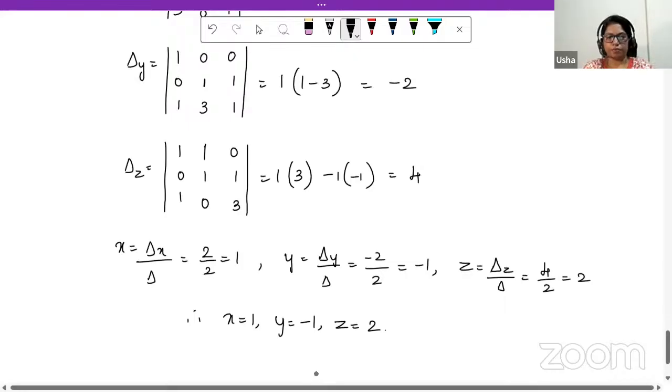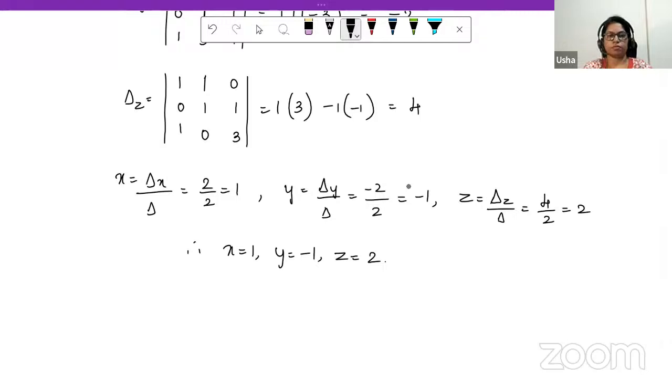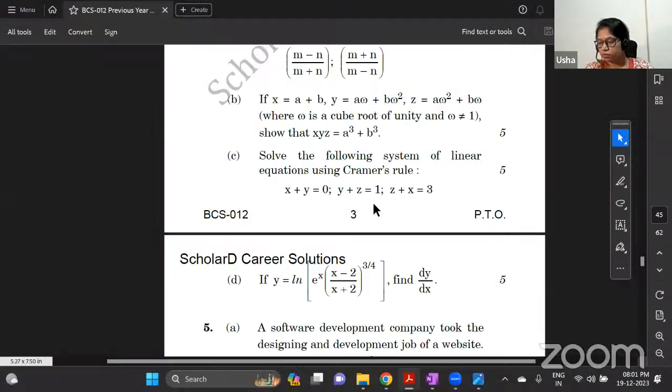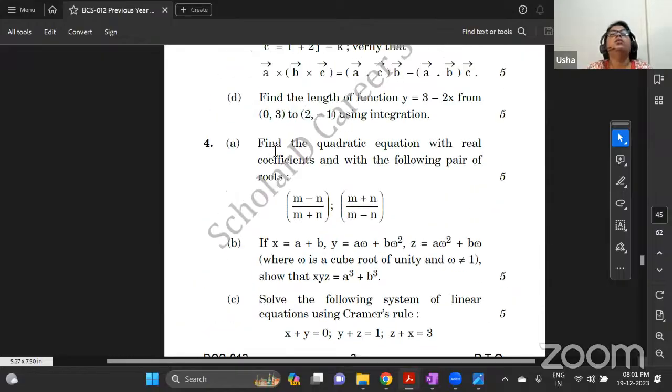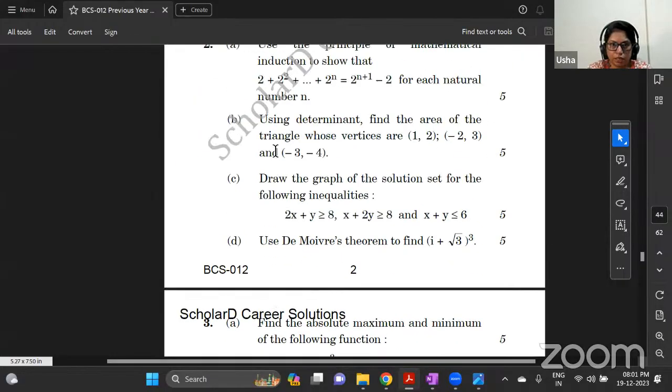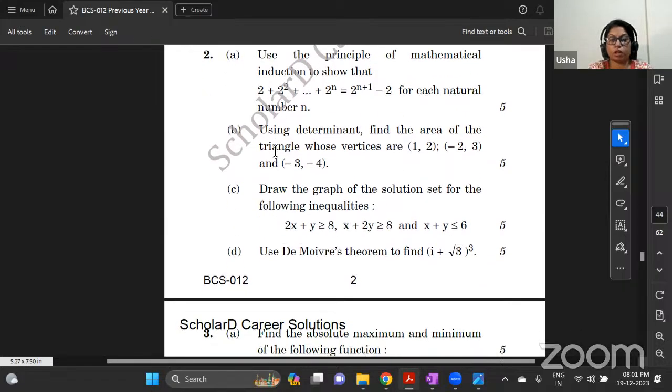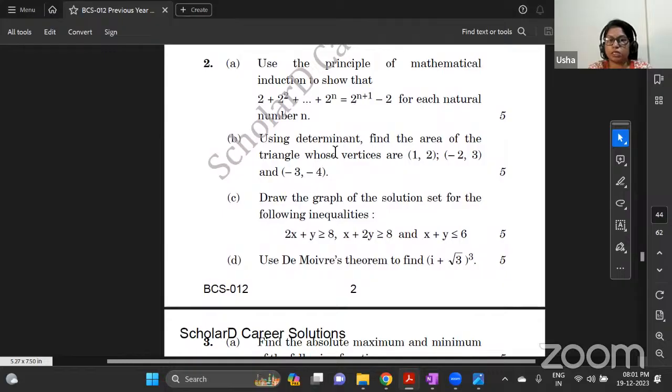Okay. We will solve the next question. Okay, fine. So we will find A inverse as well. And there is one more thing. Using determinant, find area of the triangle whose vertices are so and so. This is a very common question again. Okay, we will try to find out what is the answer for this.